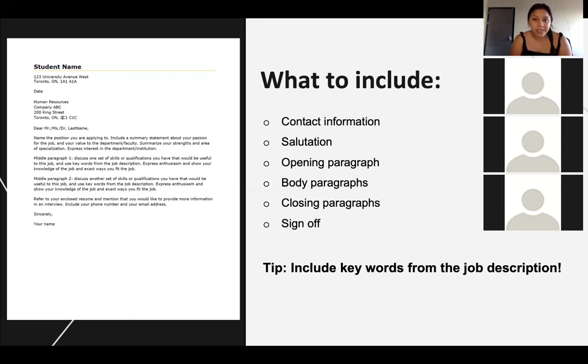Again, the tip here is to include keywords from the job posting. So just basically any qualifications they're asking for in the job posting, try to match those with the skills that you have, and explain a little more how you gained those skills. Does anyone have any questions about the cover letter?